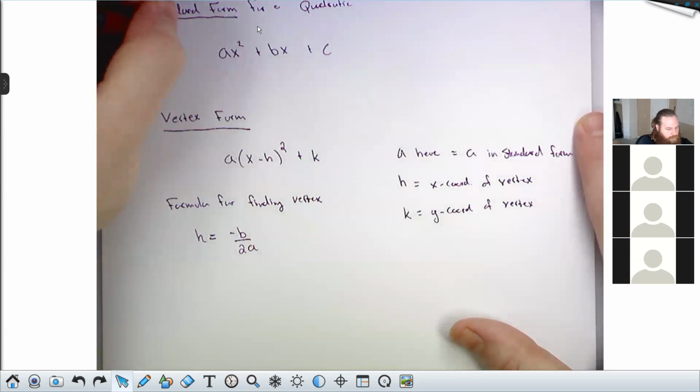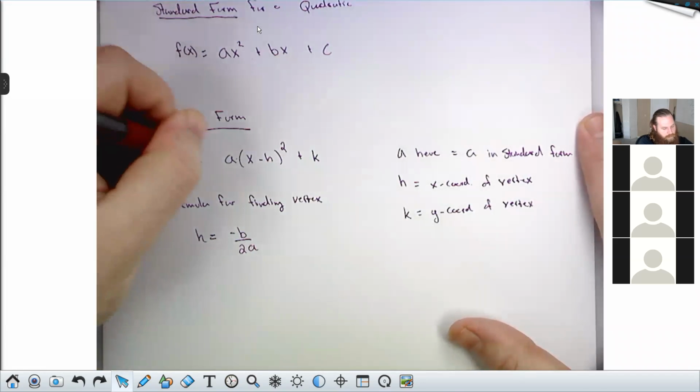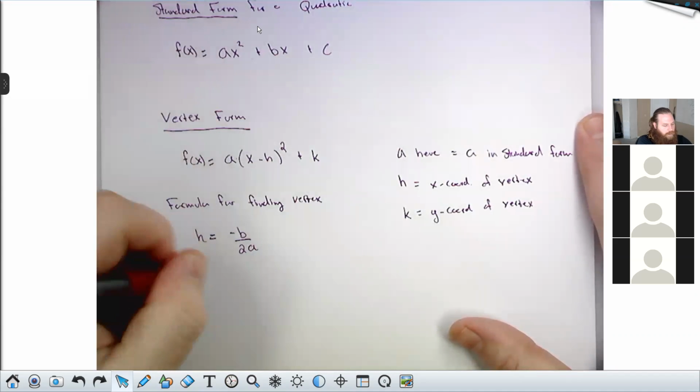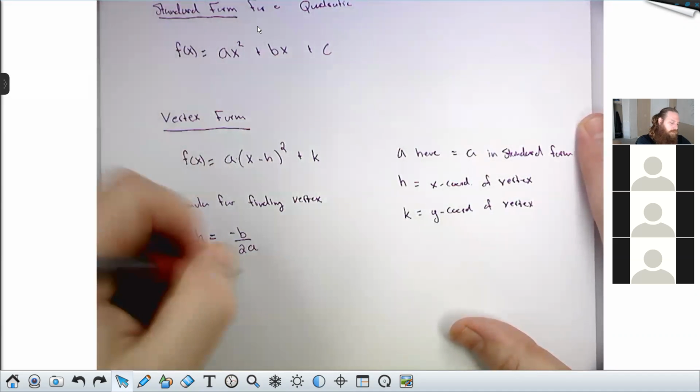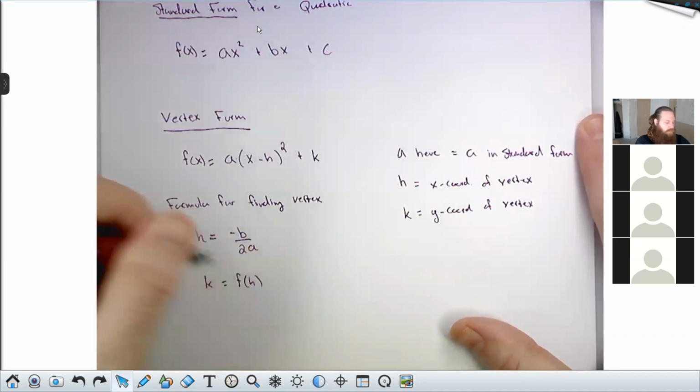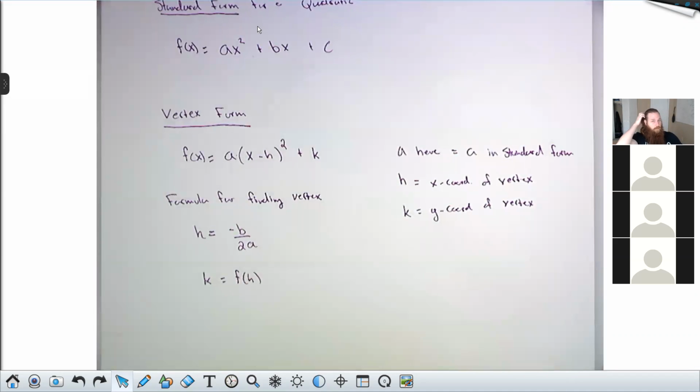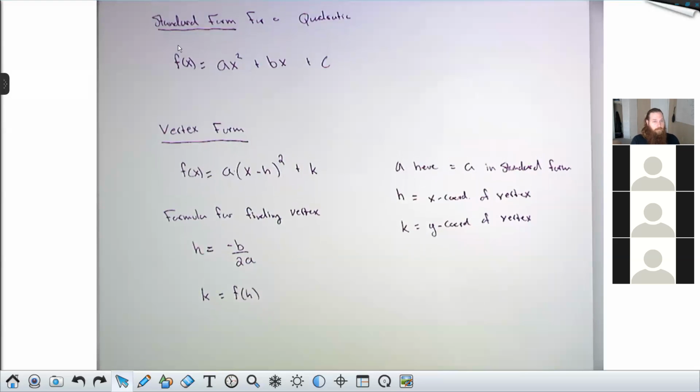And then if I call these f of x, k is always f of h. So if you're given something in standard form and you want to find the vertex form, first you find h using this formula, and then you find k by plugging h into the function.